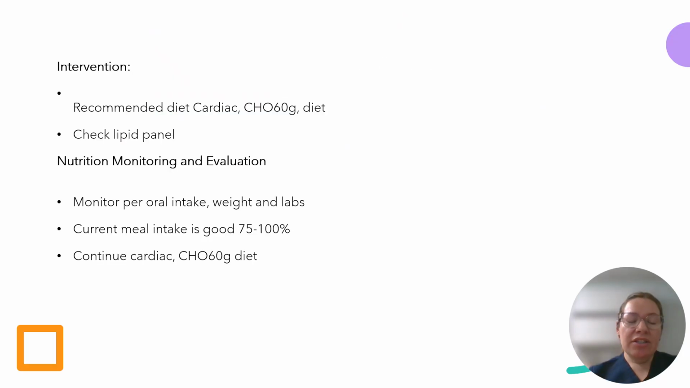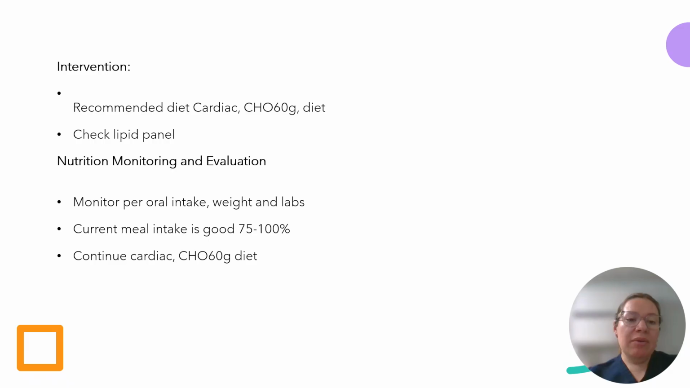So the intervention that I did for this patient is I recommend a diet, which is the cardiac CHO 60-gram diet because she has a high BNP and also she has diabetes. Check the lipid panel again. Make sure that everything is okay, which I don't think so.